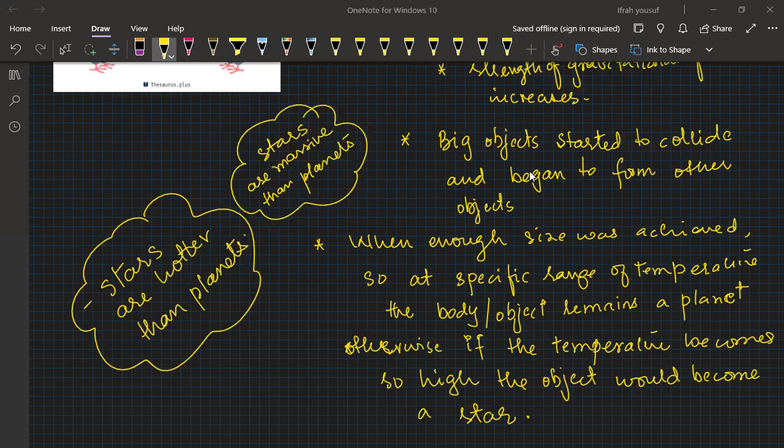So what we can conclude here is that stars are hotter than planets, stars are more massive than planets, right? And yes, stars have greater gravitational field strength than the planets.